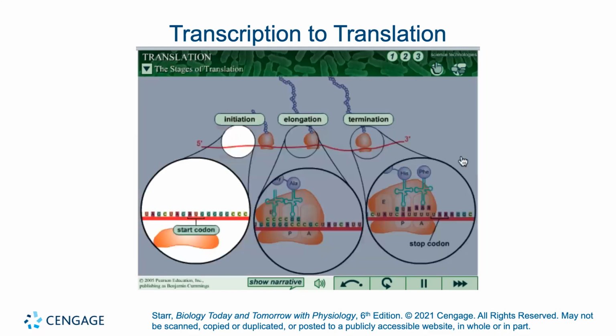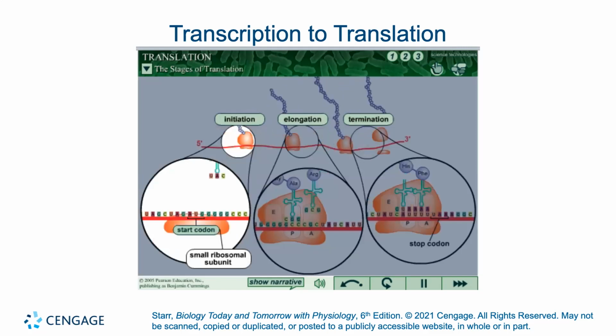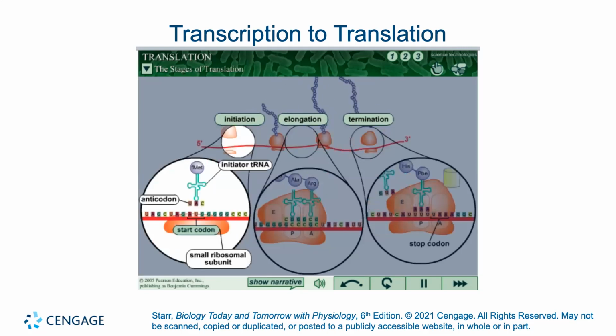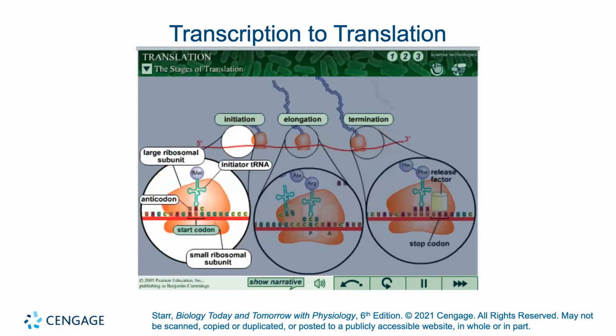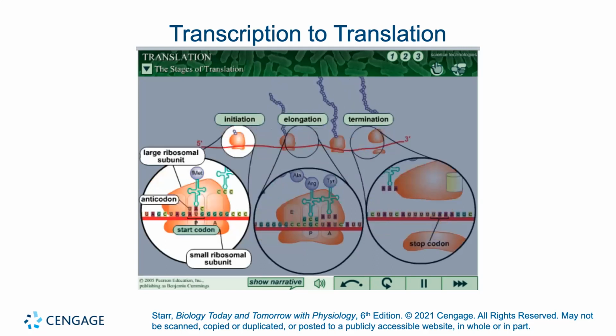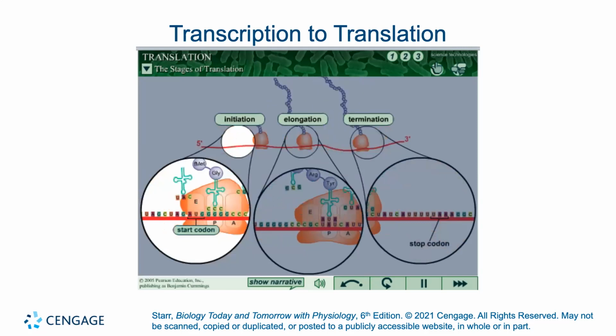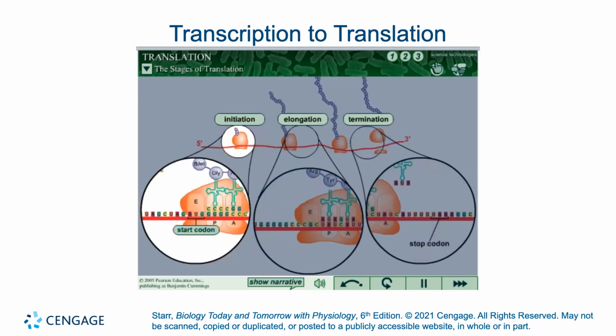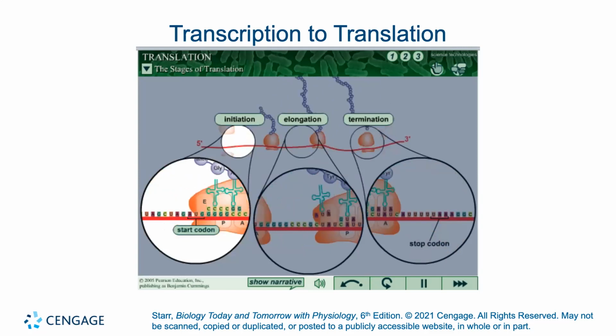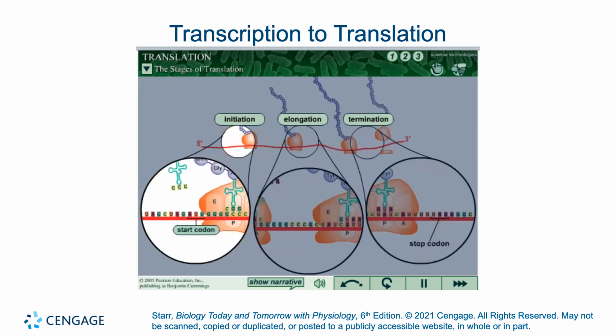The first stage of translation is called initiation. During initiation, the 2 ribosomal subunits, a tRNA with an anticodon complementary to the start codon, and several protein factors assemble on the mRNA at the start codon. This results in an initiation complex ready for translation.